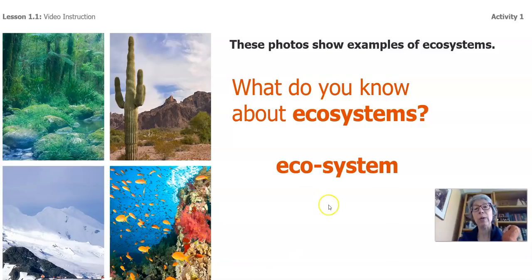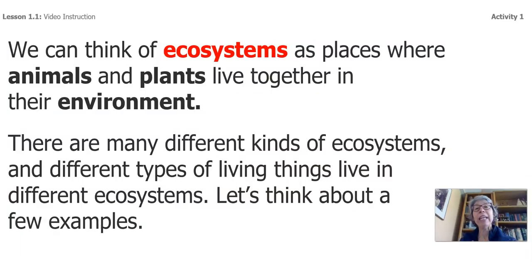And then you have the word eco, which is from the Greek word for house. Isn't that cool? So we can think of ecosystems as places where animals and plants live together in their environment. There are many different kinds of ecosystems, and different types of living things live in different ecosystems. Let's think about a few examples. I'm going to show you 5 examples of different ecosystems found around the world, and we're going to ask some questions and jot some things down.